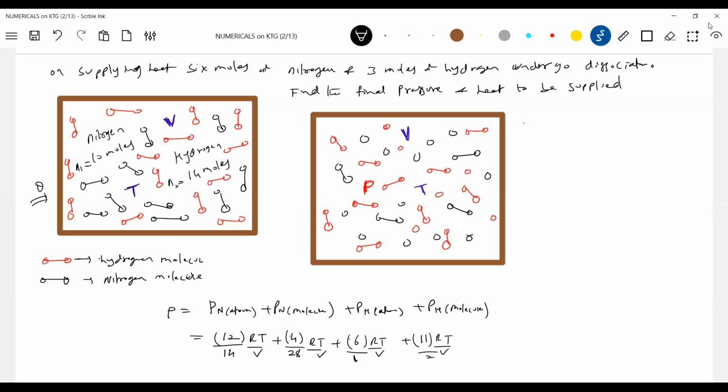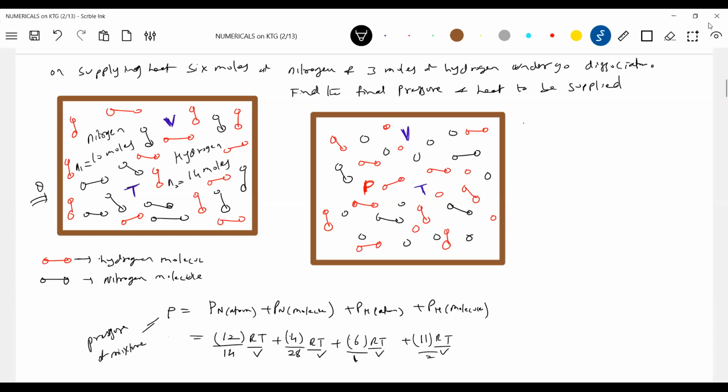Now I'll ask you some questions, like what happened to the degree of freedom? Yes, it has changed, no? So like this, after solving this, we'll get the pressure of the mixture. After this, it's asking what amount of heat is supplied.